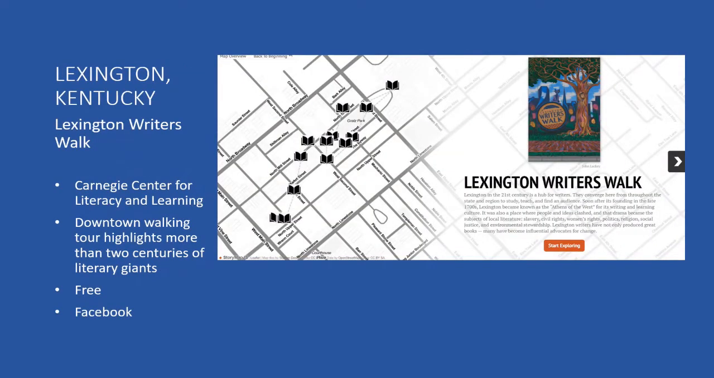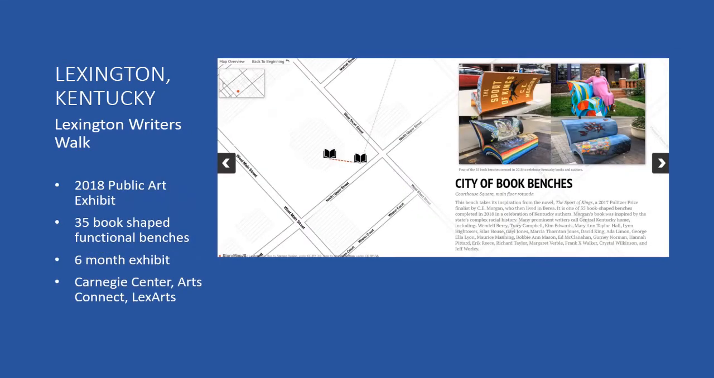Lexington, Kentucky, the Lexington Writers' Walk. Produced by the Carnegie Center for Literacy and Learning, this was a one-day event that continued as a self-guided tour and highlights more than 2 centuries of the city's literary giants. One of the stops on the tour includes the City of Book Benches. This was a 2018 exhibit on display for 6 months. 35 book-shaped functional benches were placed throughout the downtown. Following the exhibit, the benches were sold. They used Facebook as a perfect way to create and promote this event, encouraging others to share your event on their social pages.